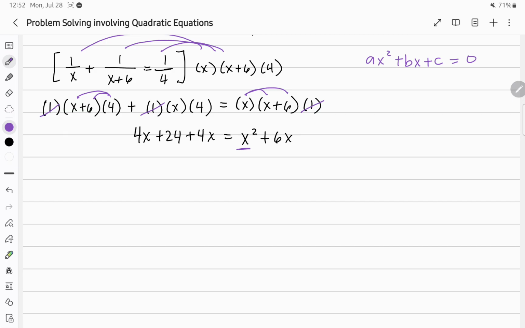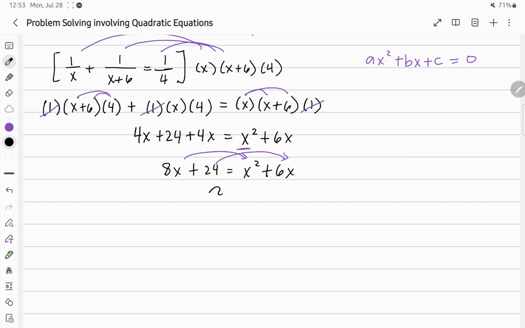Ang gagawin ko ay, instead of ilipat siya to the left side of the equation, itong nasa left side ang ililipat ko sa right side. Since equation naman ito, wala namang problema. Okay? So, bago ko ilipat, add ko muna itong 4x saka 4x since combine like terms muna tayo. So, we will have 8x plus 24 is equal to x squared plus 6x.